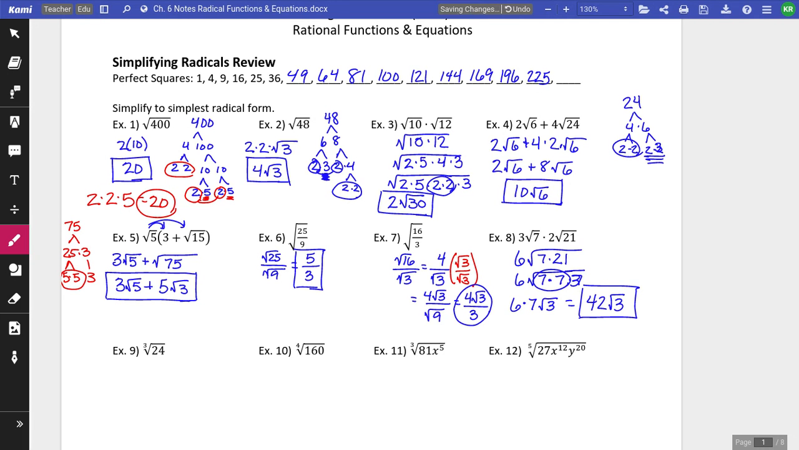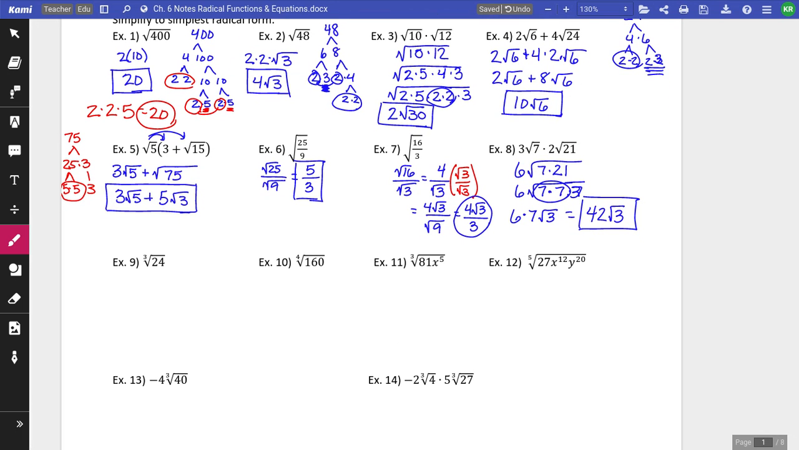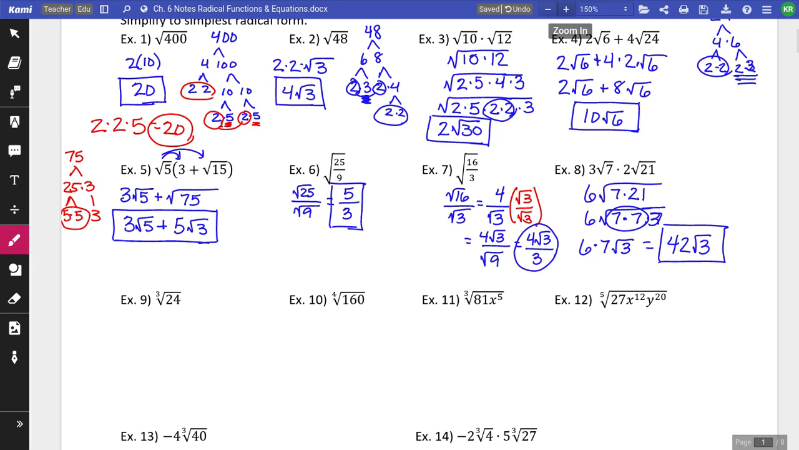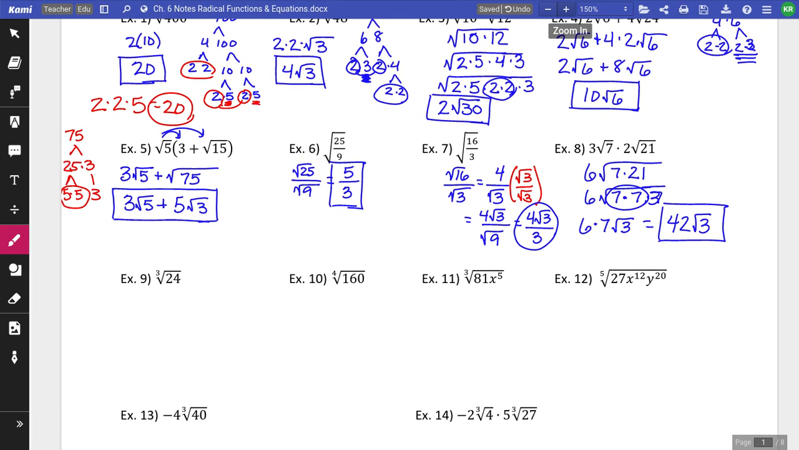Okay, number 9. Well, those were all square roots, so we were looking for 2 of a kind. But you can also have cube roots, fourth roots, fifth roots. You can have any kind of root you want. So how this would work, this is the cube root of 24. So now instead of just needing 2 of a kind to make a group that can come out, you now need 3 of a kind to make a group.